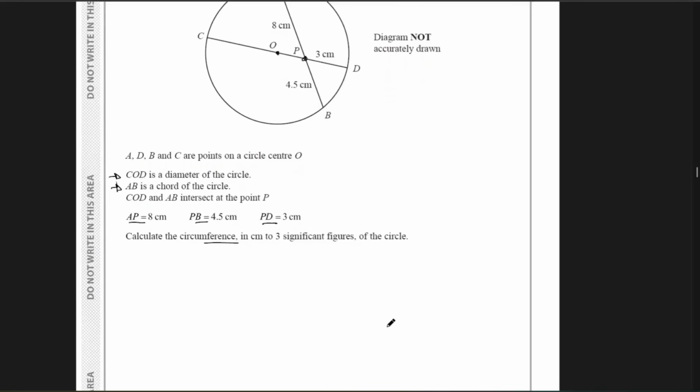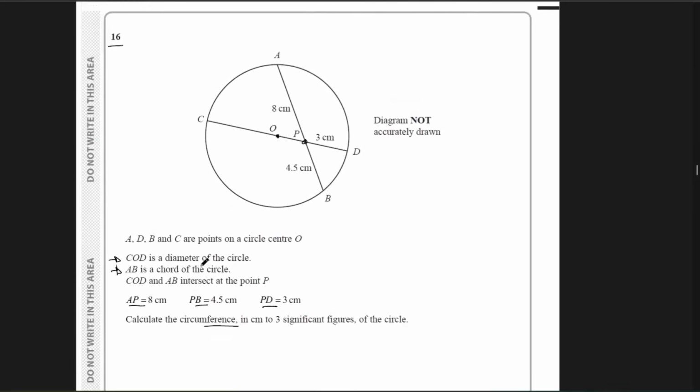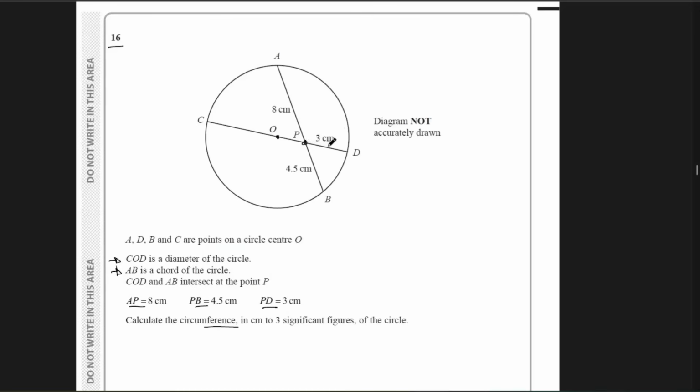So to calculate circumference, we can use the formula. Circumference is equal to pi times diameter. So do we know the diameter? We know the value of PD, 3 centimeters, but we don't know the value of CP. How long is CP? We don't know. If we can find CP, we can find the diameter. So how do we find CP?